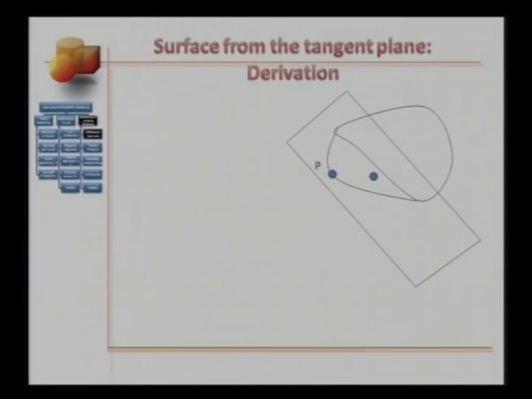Let's plot another point on the surface and call it R. So this is vector PR. This vector here is normal to the tangent plane. Let's call it N. This distance d here can be seen as the projection of PR on this normal N.